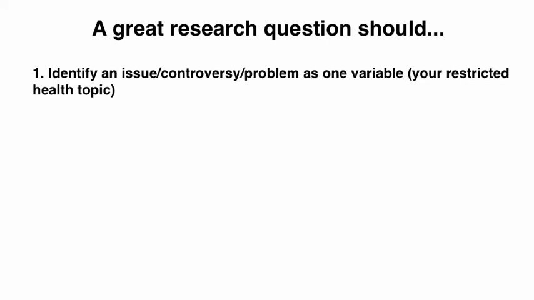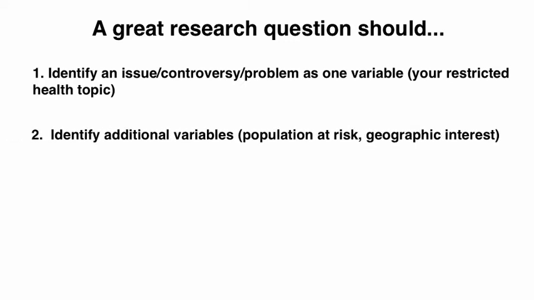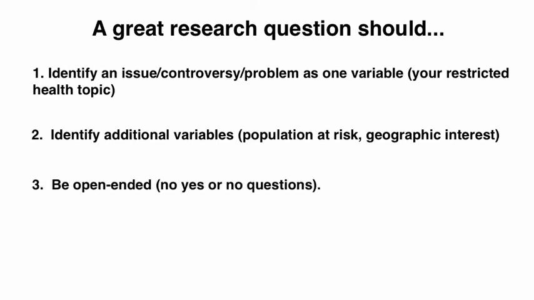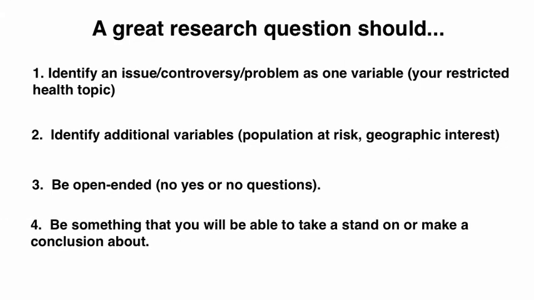So a great question should identify an issue or a controversy or a problem as one of the variables. For this, we're doing a health topic. Then it should identify additional variables. For this, we're using the population at risk and a geographic interest. So diabetes, South Asians, and United States. It should be open-ended, so it can't be answered with a simple yes or no. And it should also be something that you might be able to take a stand on or make a conclusion about.